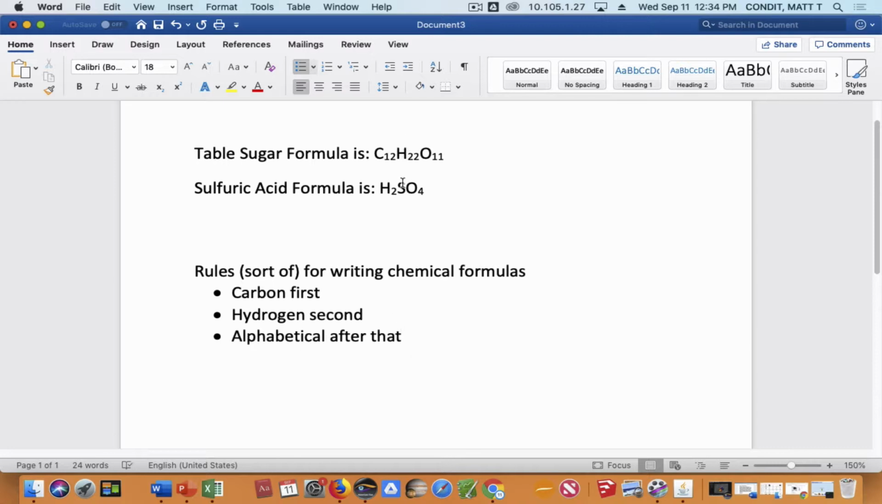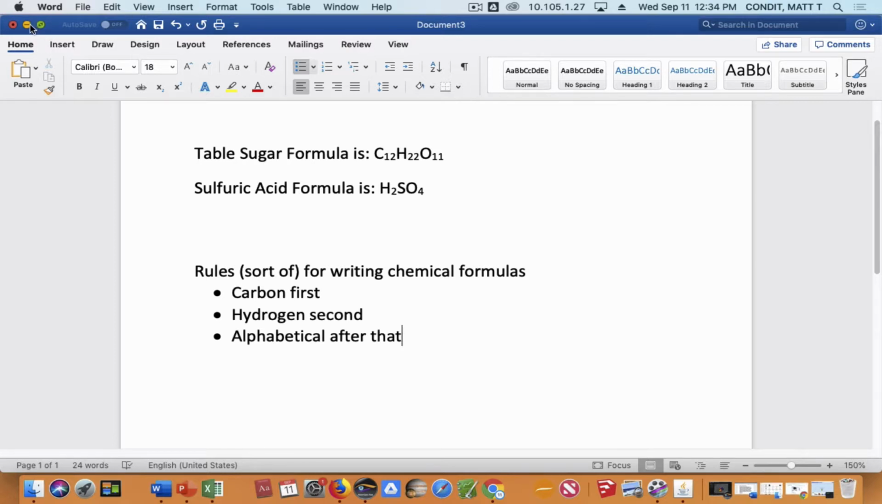And you can see with just the 2 formulas I wrote, I broke this third rule because right here we have an S before O, which is not alphabetical. But notice here, carbon first, hydrogen second, oxygen last. Here we have hydrogen first because there is no carbon. We have the S second because it's only got 1. It doesn't have a subscript, and then the oxygen has 4. Again, we don't care if you can write these perfectly as long as whatever you write tells all the kinds of elements that are in it and the numbers of them.